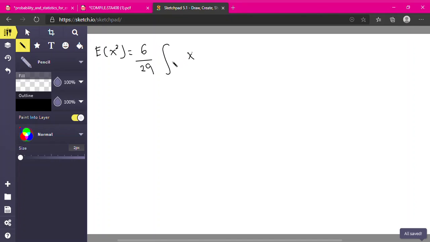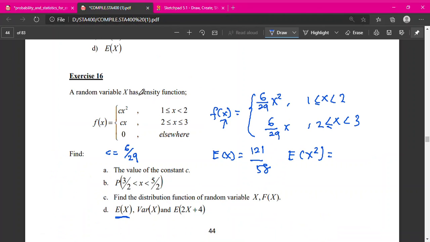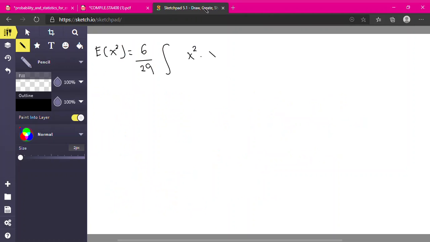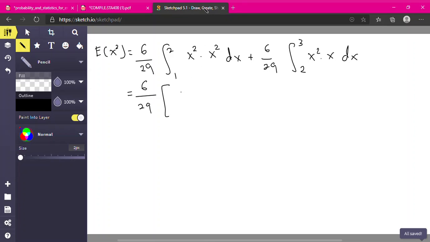Okay, integrate x square multiply dengan, sorry, x square multiply dengan x square juga. Okay, fx tadi x square, so x square here sebab ni. Okay, 1 to 2 dx plus 6 over 29 integration x square multiply x, dia punya fx tadi adalah x, 2 to 3. So bila integrate x power 4 will be x power 5 divided by 5. Okay, plus okay, integrate kan x power 3 will be x power 4 divided by 4 to 3. So 1 and 2.